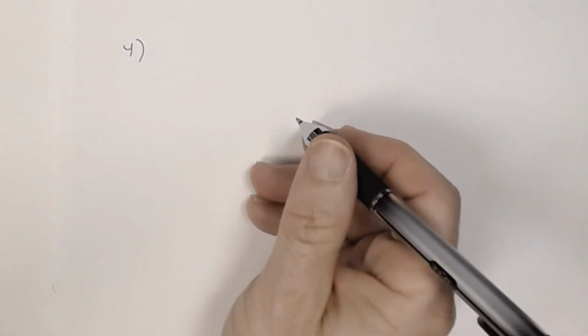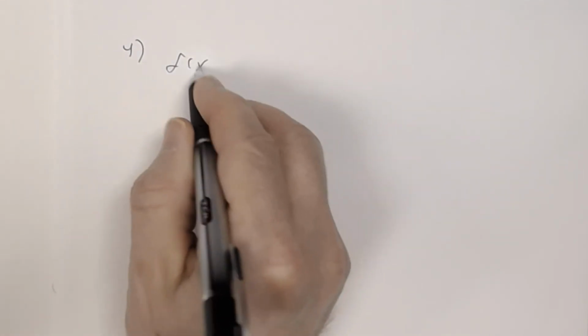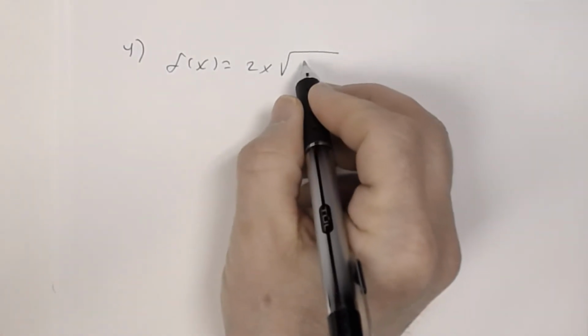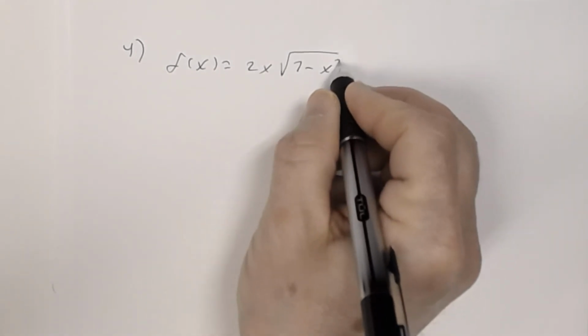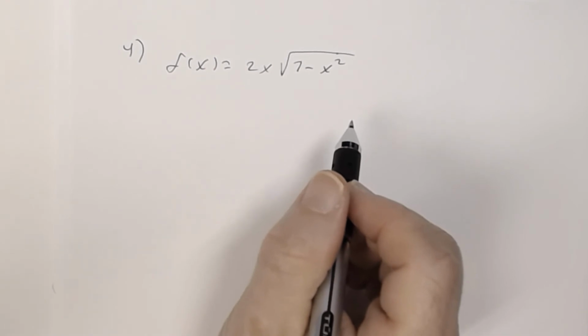Okay? All right, number 4. So number 4, let's suppose we had this. Suppose we had f of x equals 2x times the square root of 7 minus x squared. 2x times the square root of 7 minus x squared.